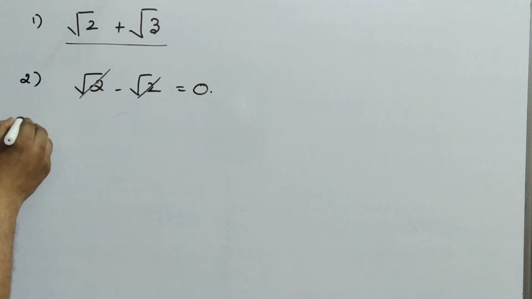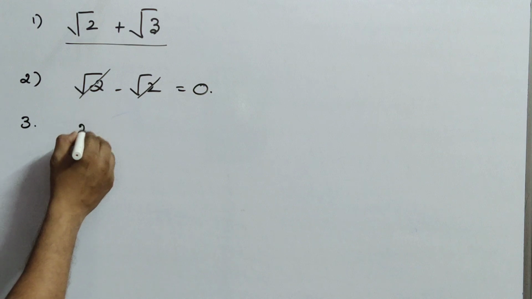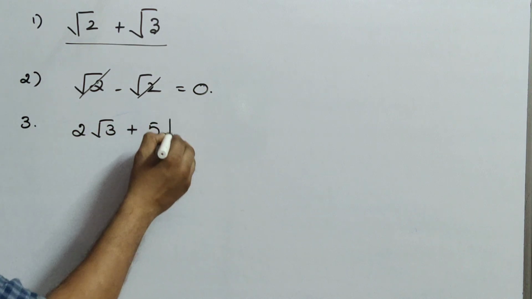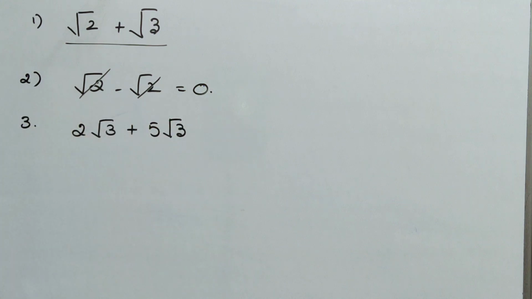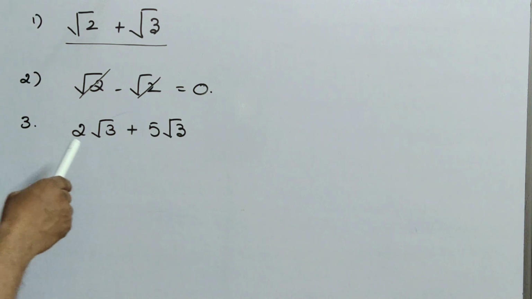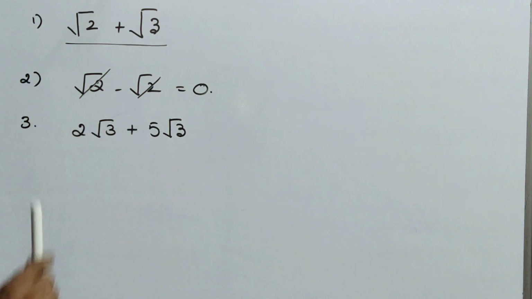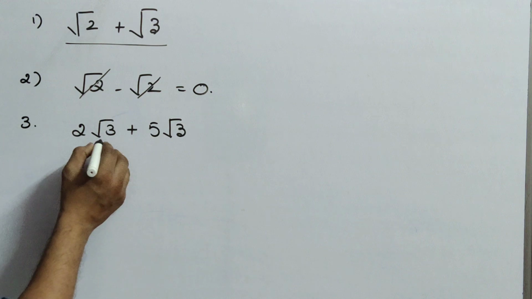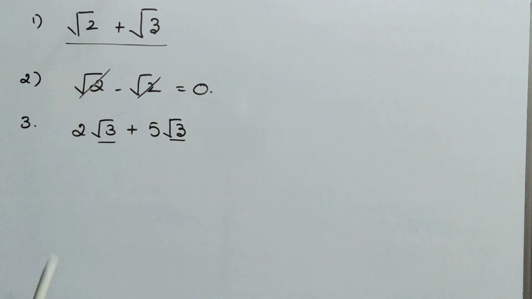Next, coming to the third model: 2 root 3 plus 5 root 3. Suppose the question is given like this: 2 root 3 plus 5 root 3. What did I tell you to observe first? Whether both are like terms or not. By seeing here, you can say that both come under like terms.